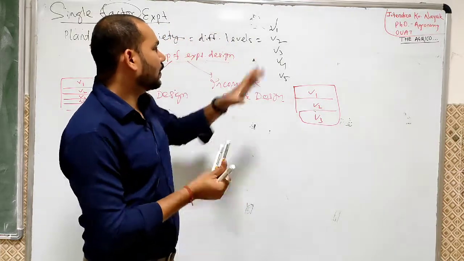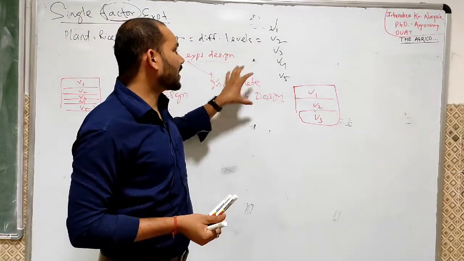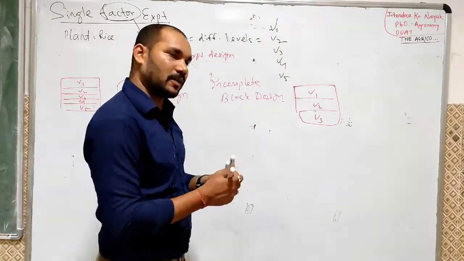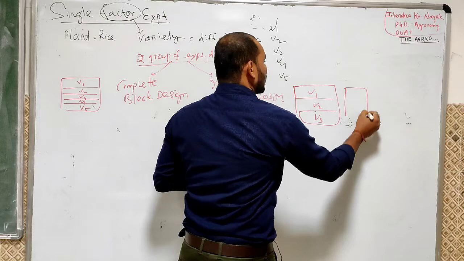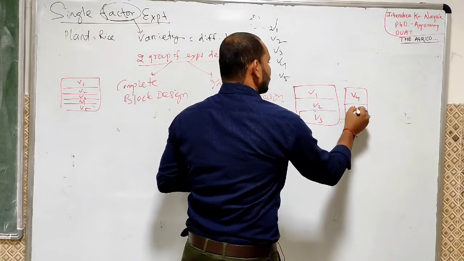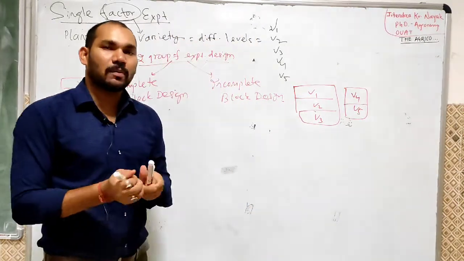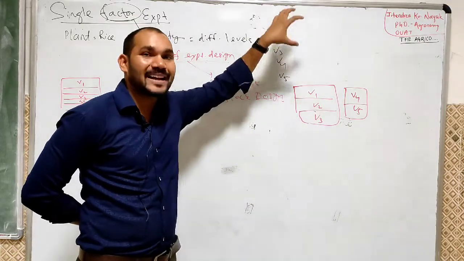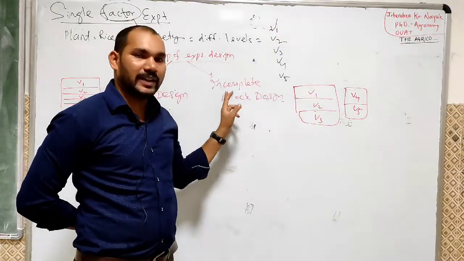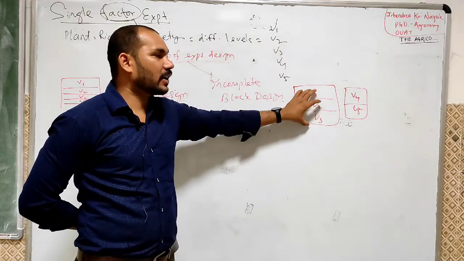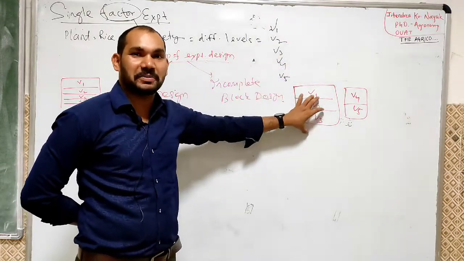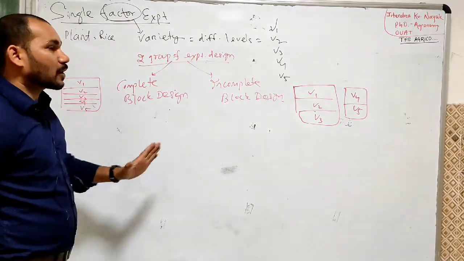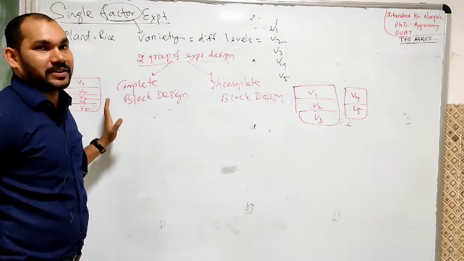Okay, if the block contains some fraction, say B1, B2, B3 out of 5 treatments, that is the incomplete block design. Out of 5 treatments, one block consists of 3, another block will contain only 2. This is known as incomplete block design. That means each block has some fraction. In incomplete block design, each block has some fraction of the treatments, whereas in complete block design, each block has a complete set of the treatments.